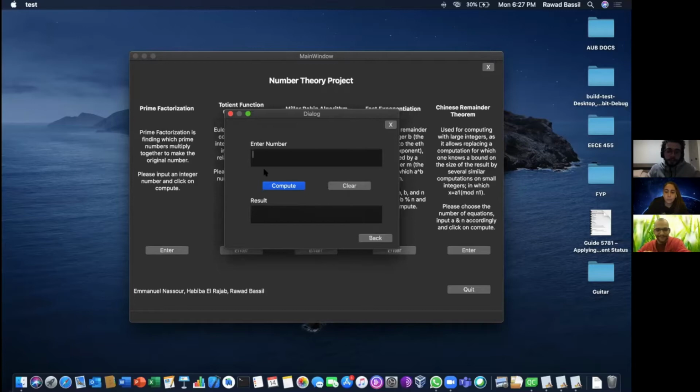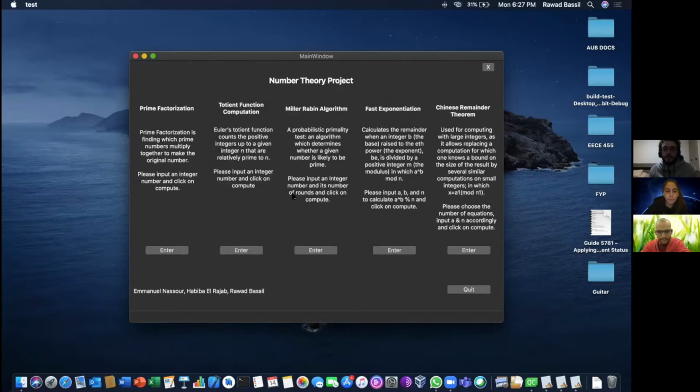So here I can input any number. So let's say 7. I'm gonna get 7 to the power 1 because 7 is already prime. But if I input 25, for example, I'm gonna get 5 to the power 2, or if I go bigger, like 2048, I'm also gonna get 2 to the power 11, and so on. I can also clear all my inputs, go back, and from here on out, Habiba will take it.